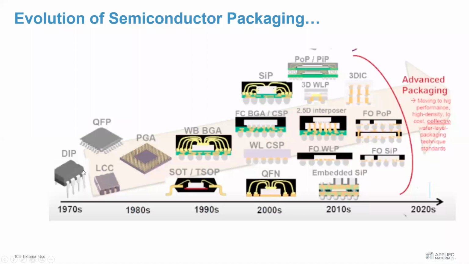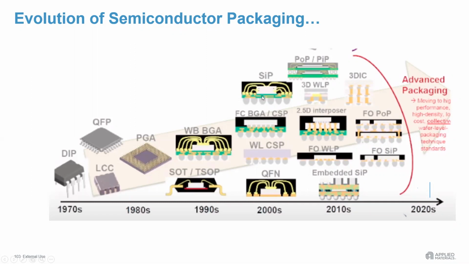So you have dual inline package, and then you had the quad flat package, and LCC is leadless chip carriers, where you can see there is no lead in it. There are landing zones which define the connection points, the pin grid arrays. This is the wire bonded ball grid array. These are the single inline and thin small outline devices.